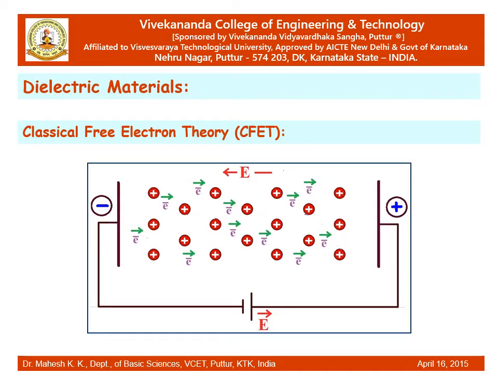Hope you remember this figure which we learned when we were learning classical free electron theory, wherein you have the ion cores and these are the free electrons in the case of metals. Now when the field is applied in this direction, the electrons, as you could see, are moving in the opposite direction because they are free electrons.